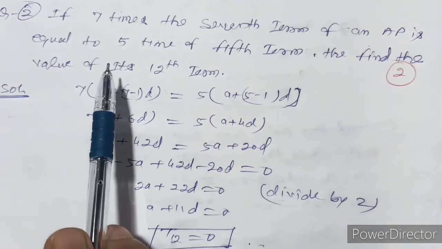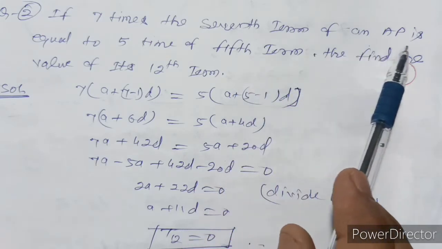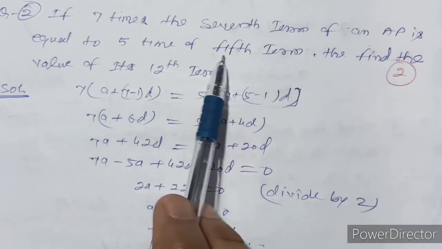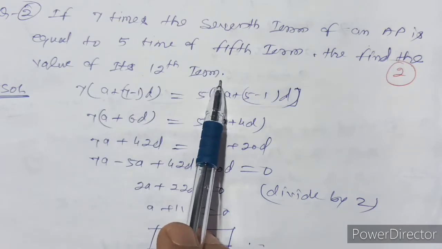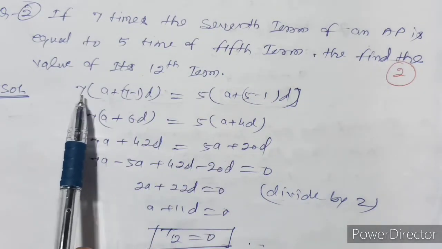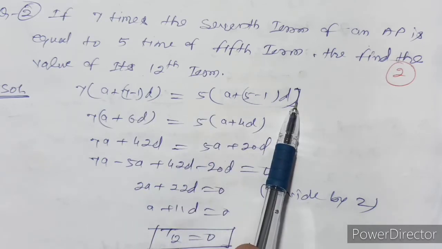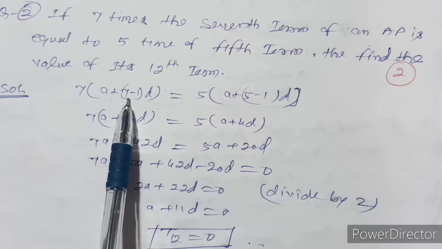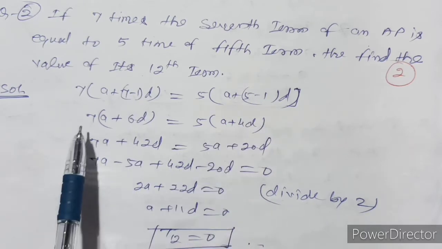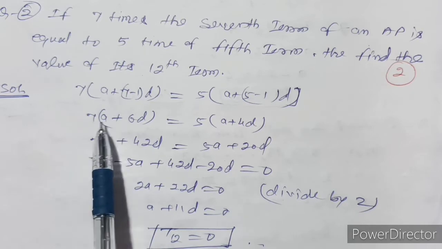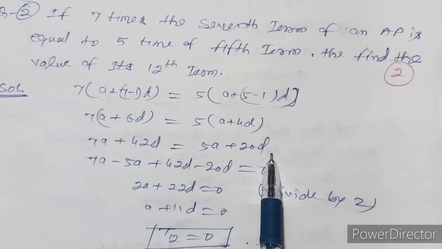In question number 2, the 7 times the 7th term in an AP is equal to 5 times the 5th term, then find the value of the 12th term. According to the question, 7 times the 7th term and 5 times the 5th term, then we can solve: 7 minus 1 equals to 6d and 5 minus 1 equals to 4d and multiply: 7a and 6 times 7 is 42d, and 5a and 5 times 4 is 20d.